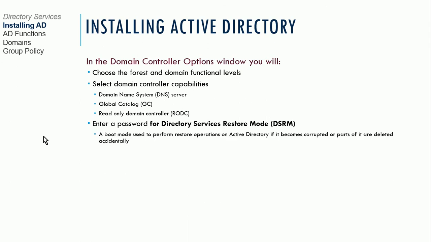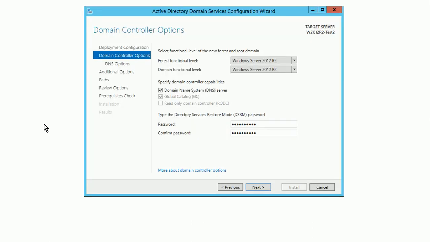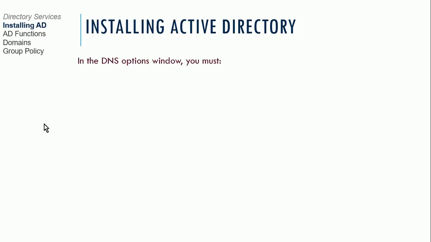It's a boot mode used to perform restore operations on Active Directory if it becomes corrupted or parts of it are deleted accidentally. So again, that's one of the risks with a distributed database: the accidental deletion or accidental corruption of data. Because if something poisons that hierarchical database structure and it's distributed, there's this trust relationship between all these different nodes, and if that gets broken, then it can cause issues down the road. So there's some ways to fix that. So this is what that dialog looks like. I'll talk more about a global catalog and RODCs in just a little bit.